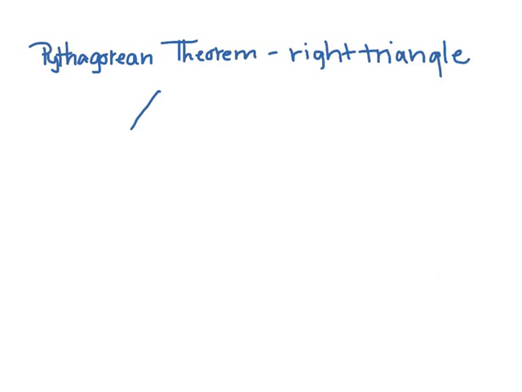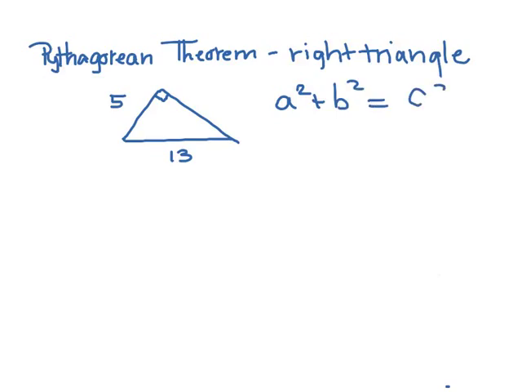So now we don't always have to be given just the legs. Let's say our right triangle is kind of flipped around like this, and let's say we know that one leg has a length of 5, and this time the hypotenuse is 13. Okay, so let's again write our relationship here. A squared plus B squared equals C squared.